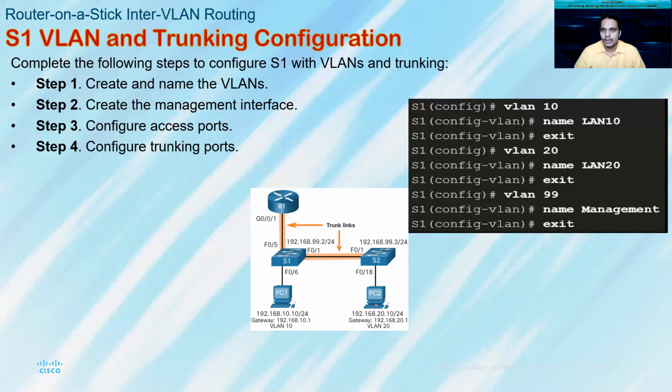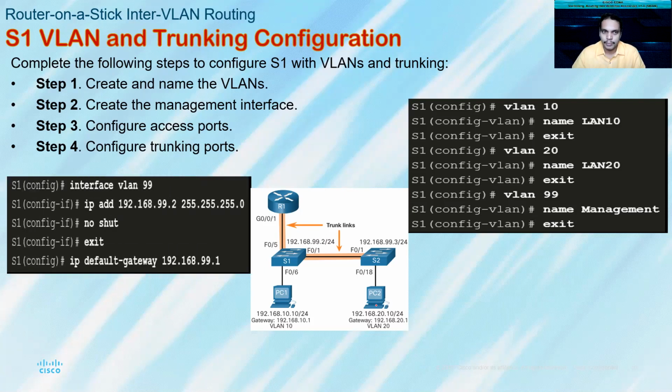Step 1, you name the VLANs. VLAN 10, name LAN 10. VLAN 20, name LAN 20. And VLAN 99, name management. So I have created the VLANs, and that is step 1, and I have named them. Going to step 2, you have to create the management interface. That is the SVI interface. It belongs to VLAN 99. So I typed in interface VLAN 99, and this is the IP address that I had in my previous slide.